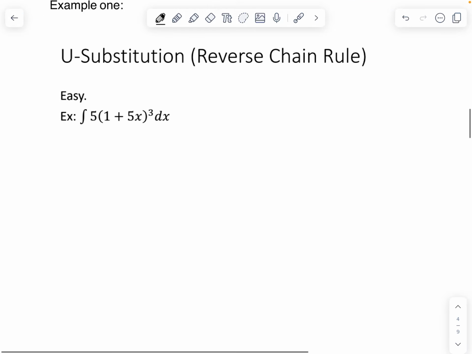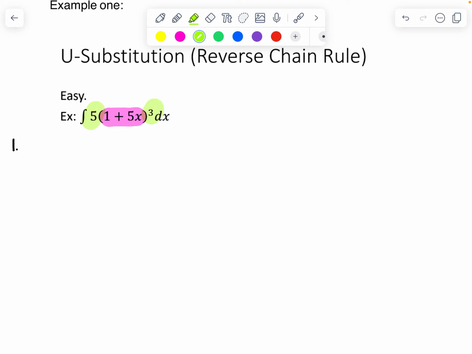We look at this function right here. It's the integral of 5 times (1 plus 5x) cubed dx. Now, if we wanted to do this without u substitution, we would just have to multiply this out three times, which is doable, but not exactly what we want. So first, this is a composition, right? We have an inside function, which is 1 plus 5x, and then we have the outside function. I'm going to assign something a u. In this case, u is going to be the inside function, which is 1 plus 5x.